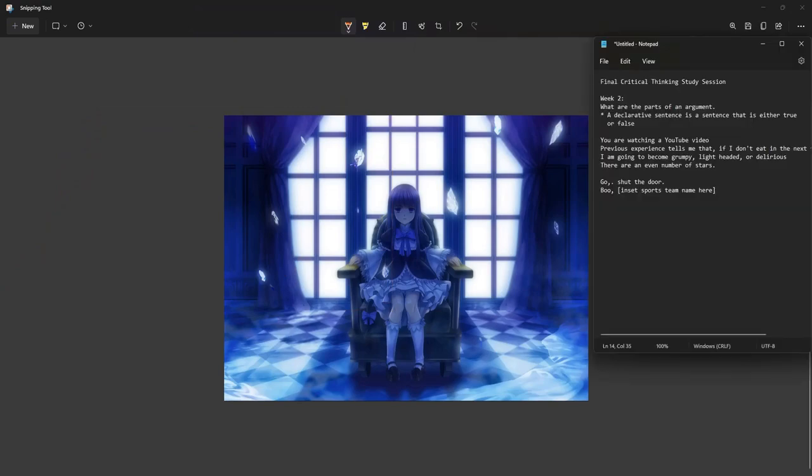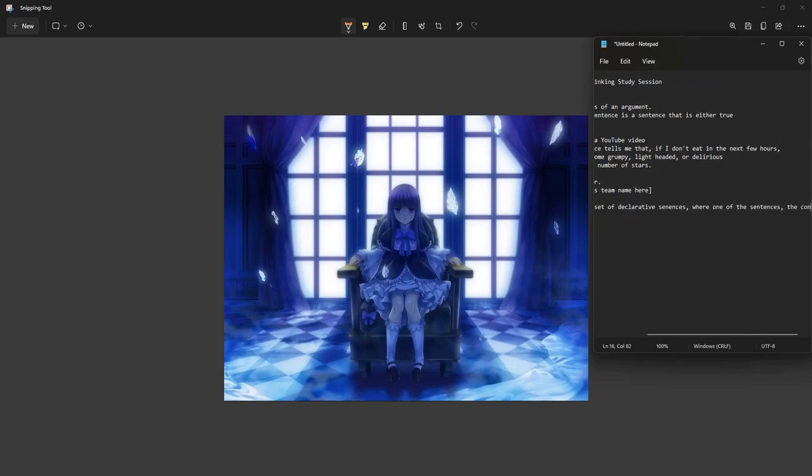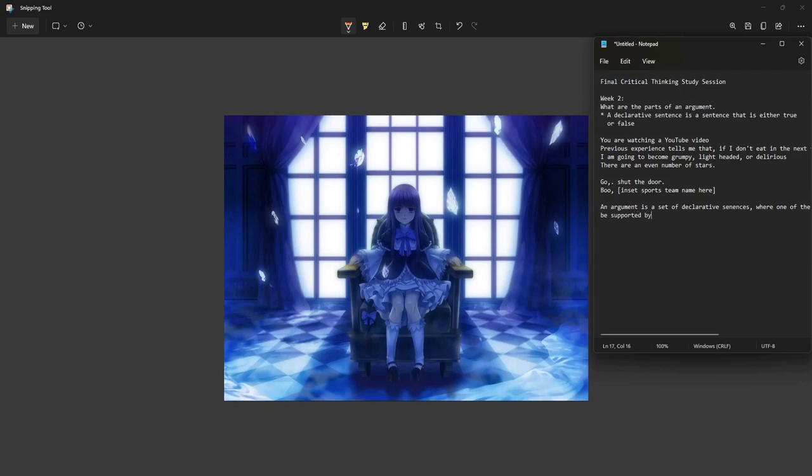I would also like to point out that an argument is a set of declarative sentences where one of the sentences, the conclusion, is meant to be supported by the other sentences, called premises. I misspelled that. Premises. Okay. Arguments, by the way, do not just assert a claim. They attempt to establish a claim.